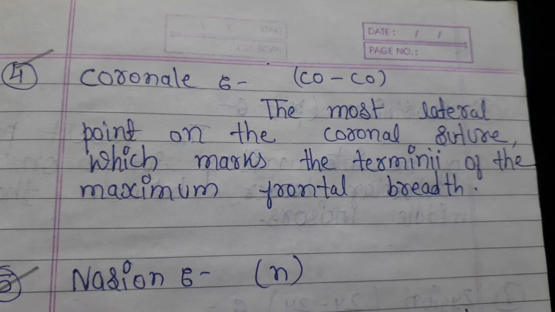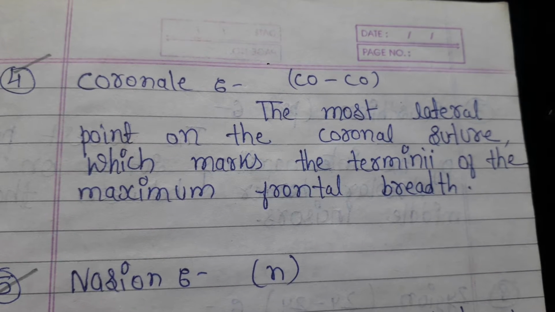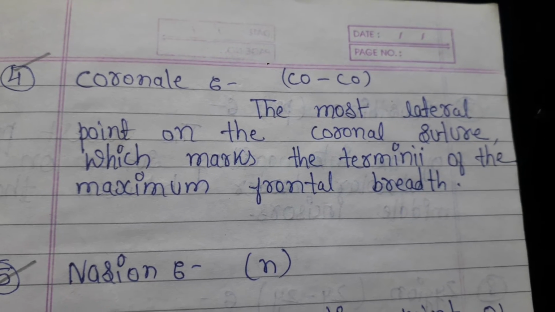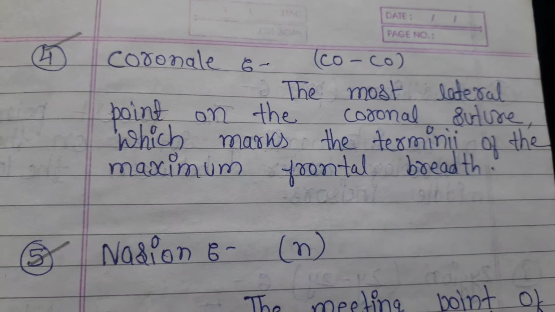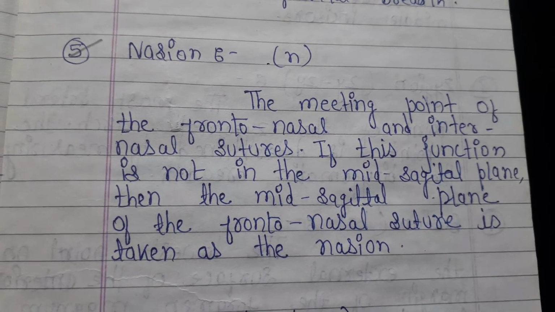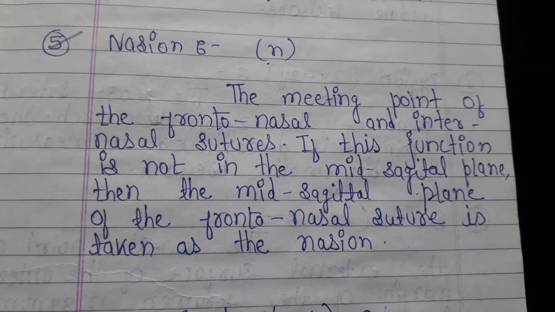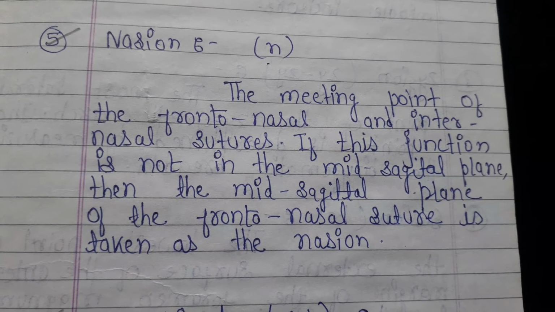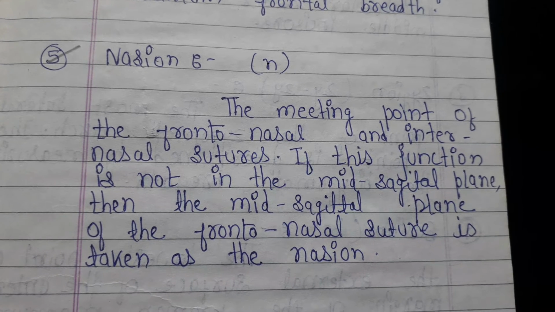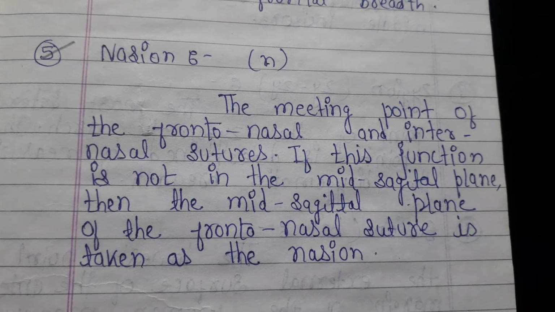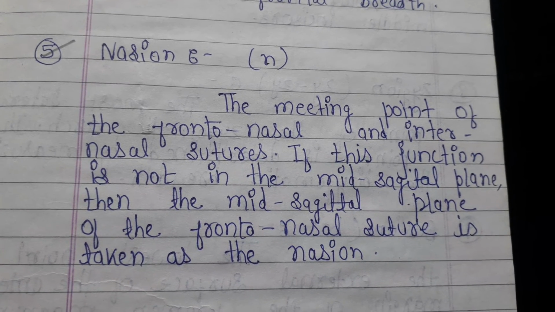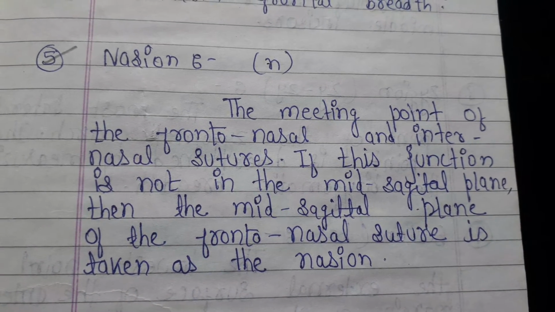Next, coronal, the most lateral point on the coronal suture which marks the termini of the maximum frontal breadth. Next, nasal, the meeting point of the frontonasal and internasal sutures. If this junction is not in the mid-sagittal plane, then the mid-sagittal plane of the frontonasal suture is taken as the nasal.